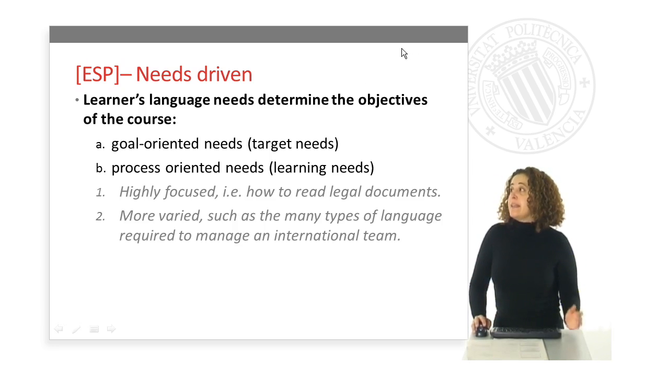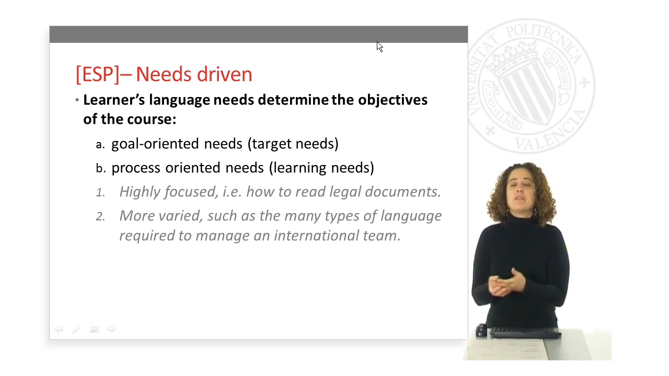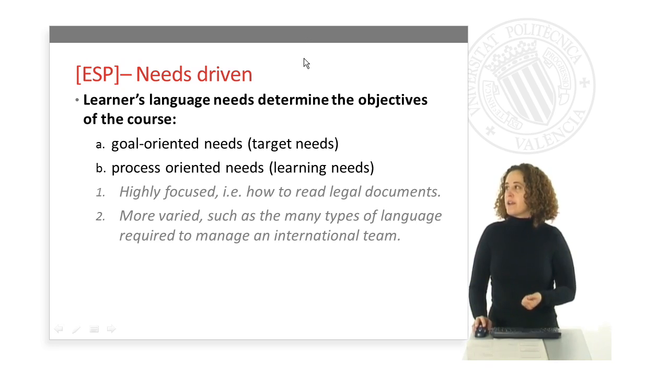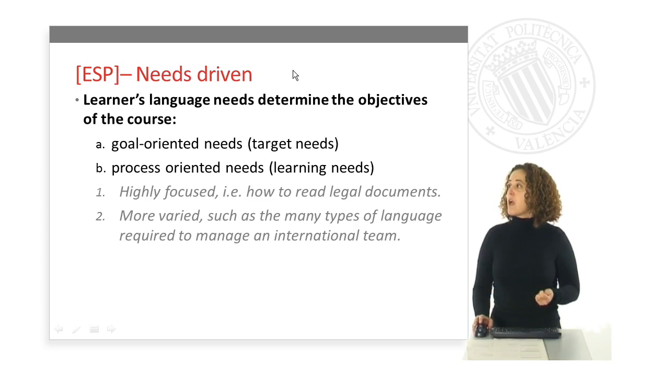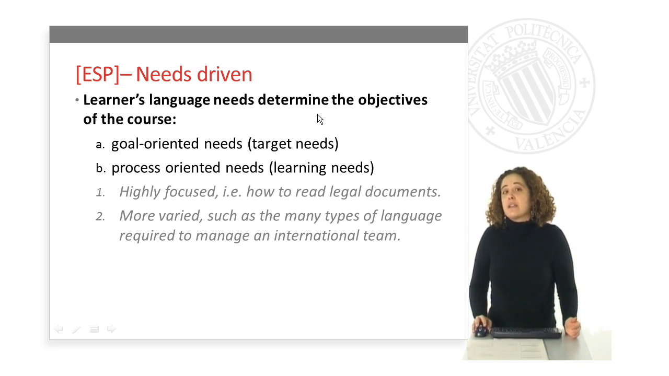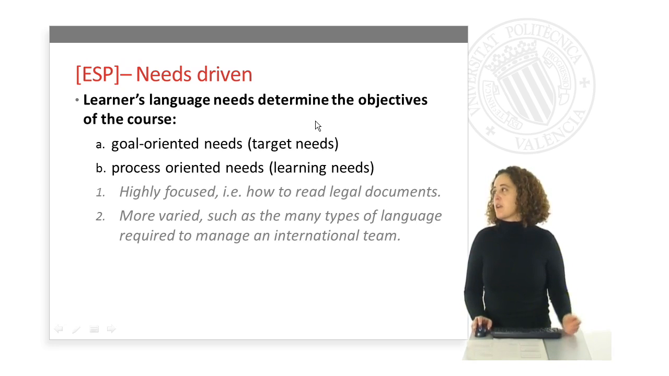So, for example, the learner language needs become the course objectives, right? So we're talking about courses designed specifically to meet the needs of the learner by means of target needs, goal-oriented, process needs, which are learning needs, which are going to lead to these target needs. So they can be highly focused, as for example, how to read documents, or more widely expressed, as for example, the learning of different settings to be able to manage international teams or international situations.